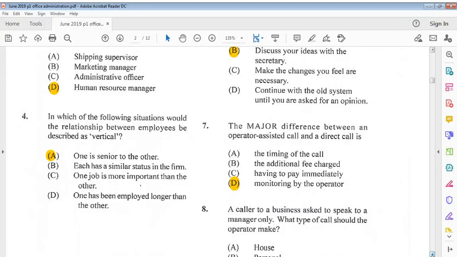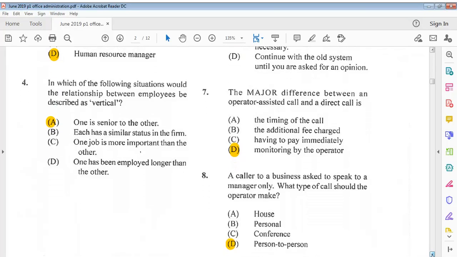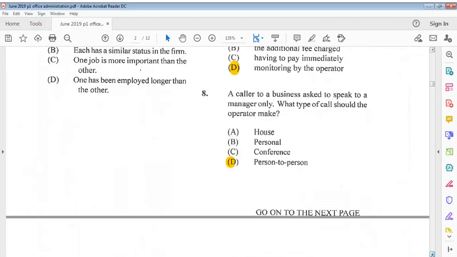The major difference between an operator-assisted call and a direct call is A, the timing of the call. B, the additional fee charged. C, having to pay immediately. Or D, monitoring by the operator. So the word major in all caps, the biggest difference. So it is obvious that the answer would be D, monitoring by the operator, right? That's the difference. Let's move on to question number 8.